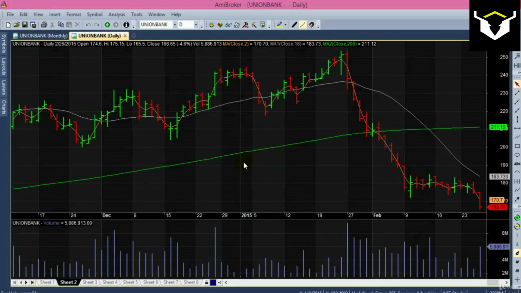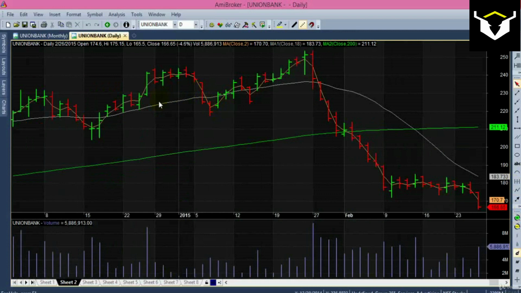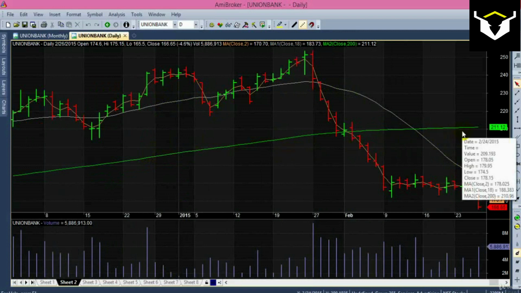Following is a chart of Union Bank. It's a daily chart, and on this chart you can see I have plotted simple moving averages with various settings on the price chart. The one in beige is a 2-day simple moving average. The one in white is an 18-day simple moving average, and this green colored line is a 200-day moving average. Details of these moving averages can be found on your upper screen.